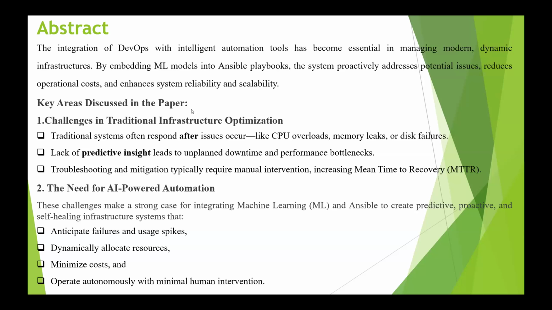Traditional systems often respond after the issue occurred, like CPU overload, memory leaks, and disk failure. Lack of predictive insight leads to unplanned downtime and performance bottleneck. The need for AI-powered automation. These challenges make a strong case for integrating machine learning and Ansible to create a predictive and self-healing infrastructure system that dynamically allocates resources, minimizes cost, and operates autonomously with minimal human intervention.